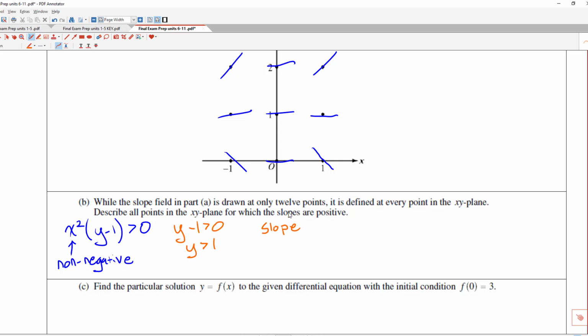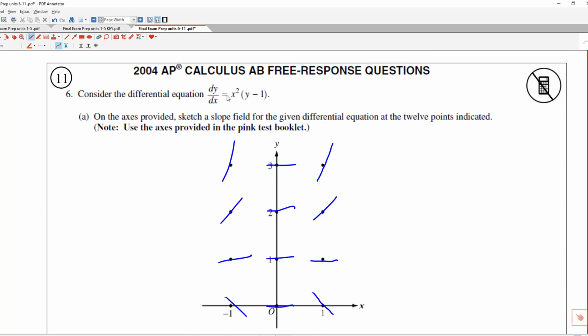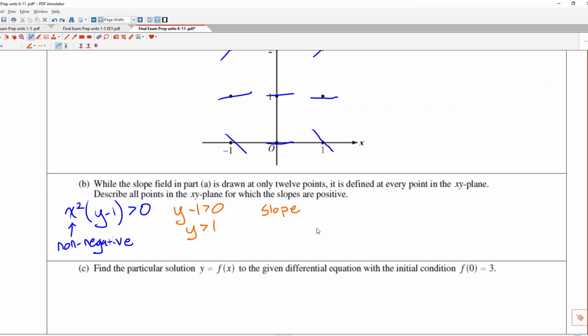Our full answer for this one is: slope is positive, and again, I'm defining slope as dy dx, when y is greater than 1 and when x is not equal to 0. And that's all you have to say.